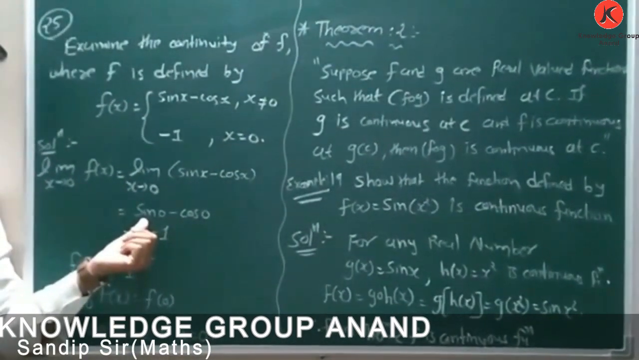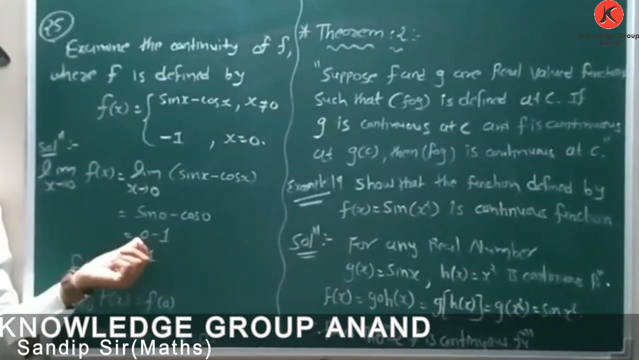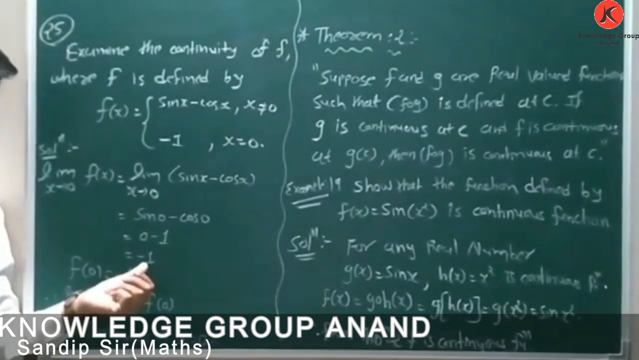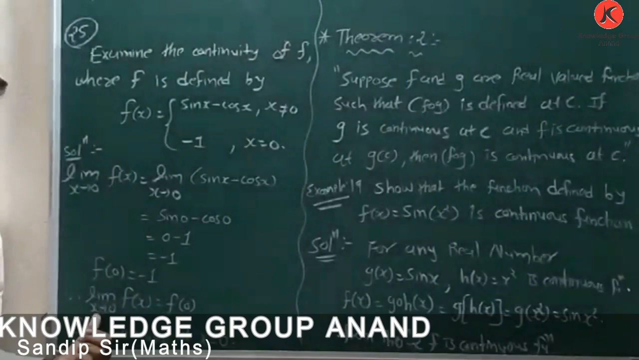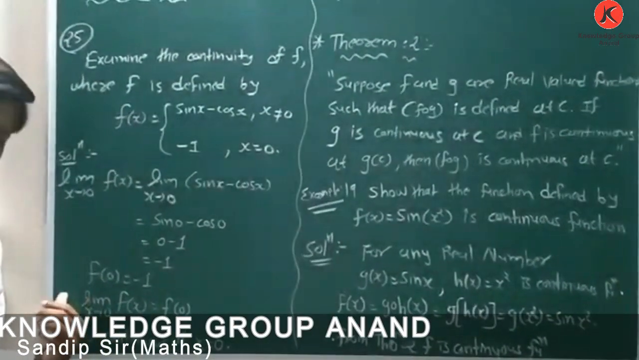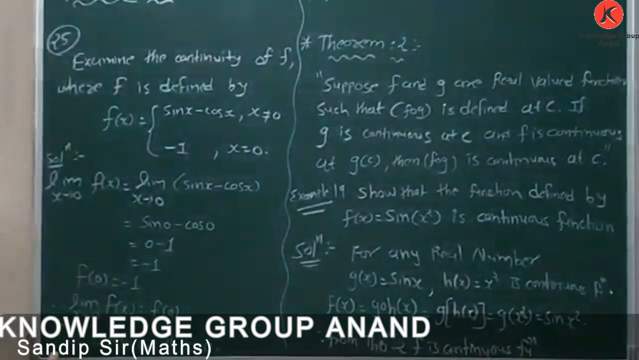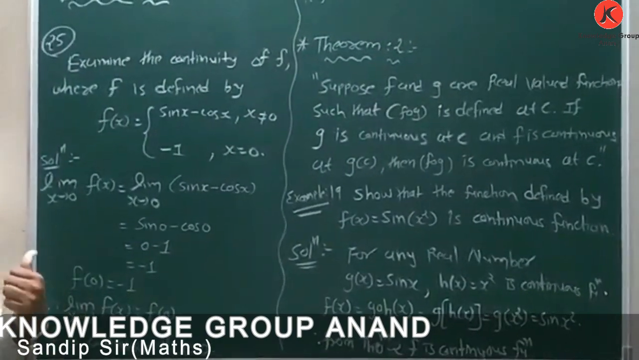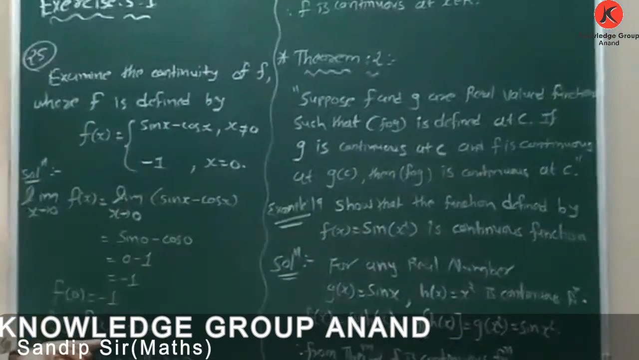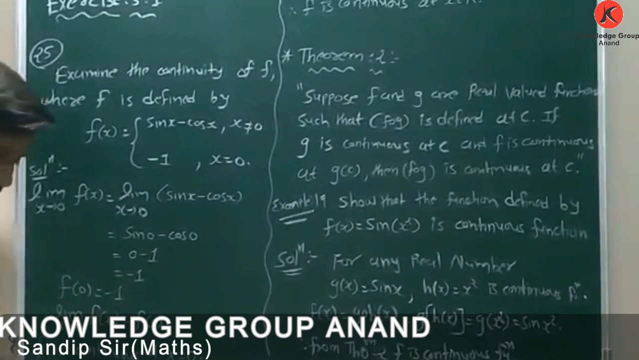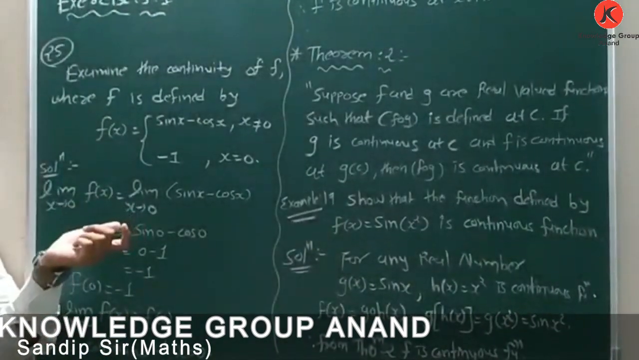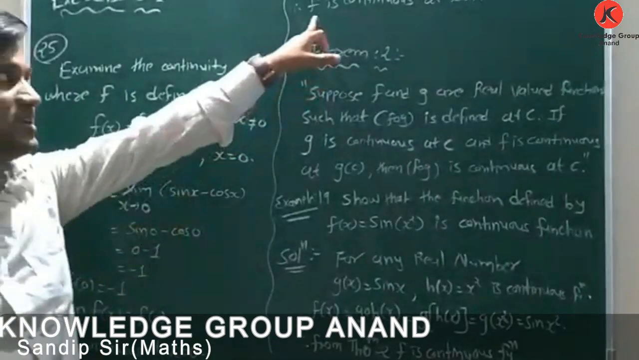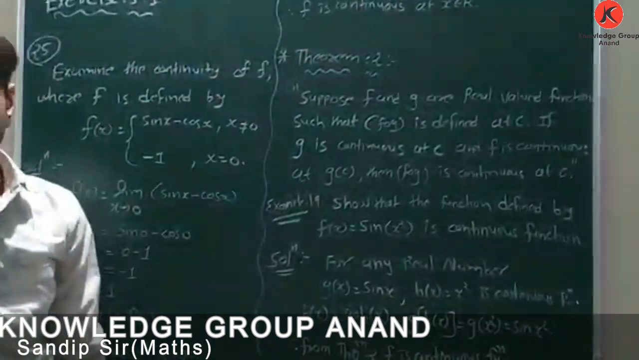So sin 0 minus cos 0, so 0 minus 1, the answer will be minus 1, as well as f of 0 is given as minus 1. So limit x tends to 0 f of x is equal to f of 0, and f is continuous at x is equal to 0. That means for x is equal to 0 the function is continuous, as well as for values less than and greater than 0 the function is continuous. So we can say that f is continuous for x belongs to R.